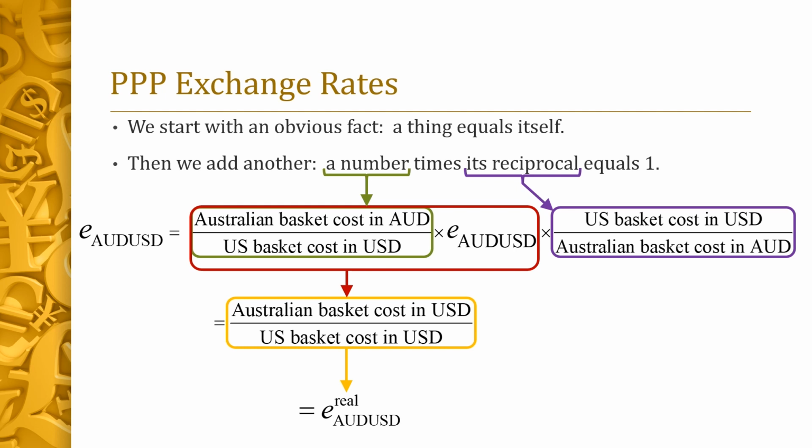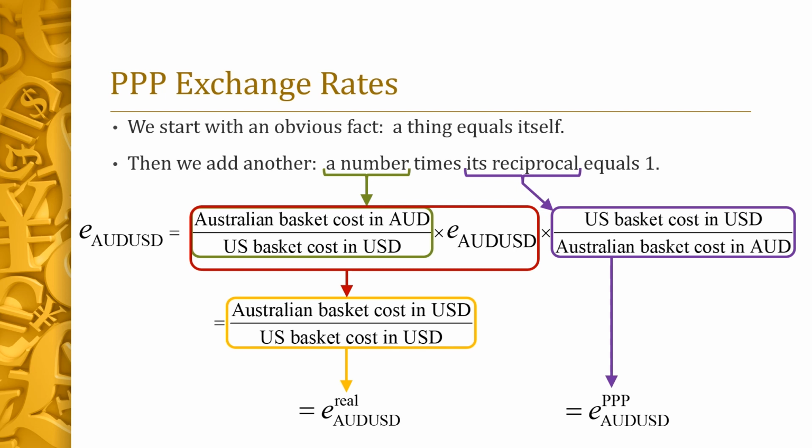You may now recognize the ratio in the gold oval. It is simply the real exchange rate that we defined previously, the ratio of the cost of the basket in Australia in US dollars to the cost of the same basket in the US in US dollars.